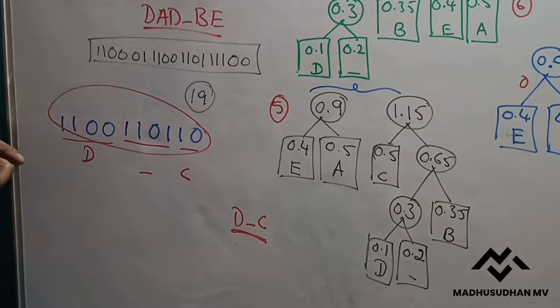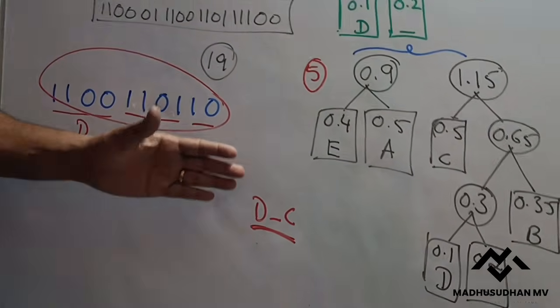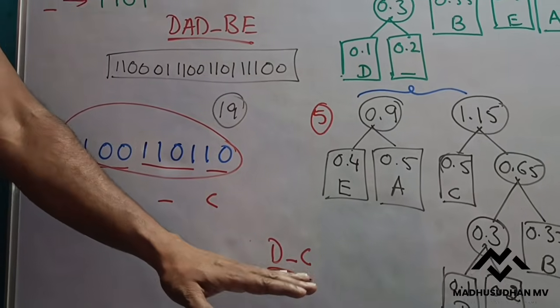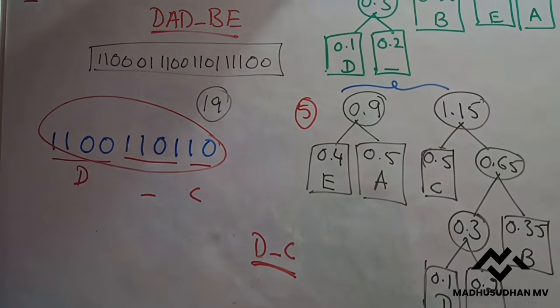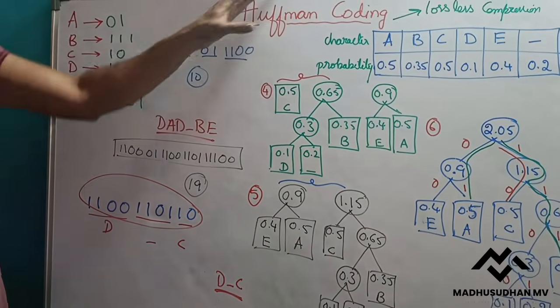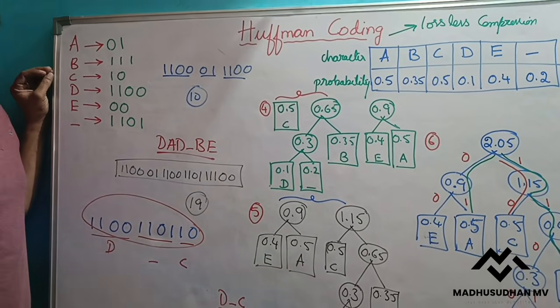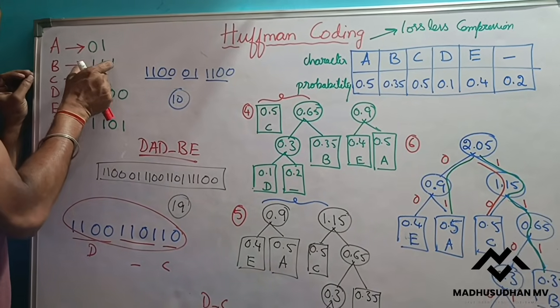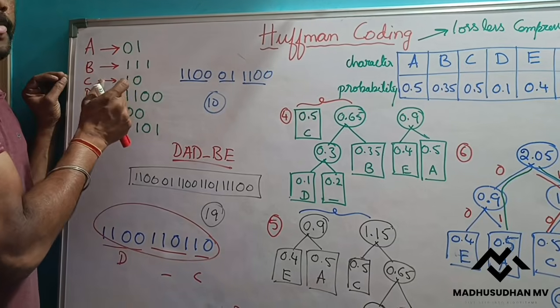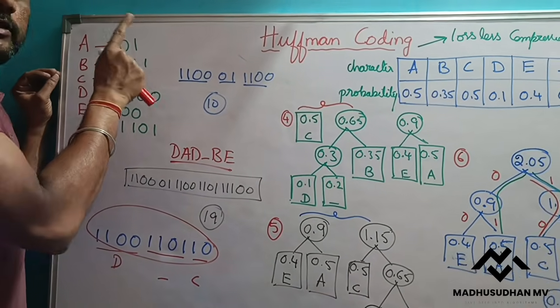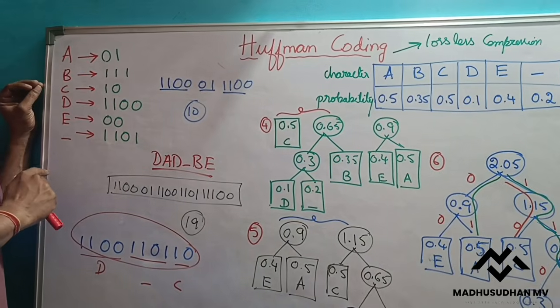This is decoded. That means without losing any of the information, we are able to retain the same data. That is the beauty of Huffman coding. Another useful property of Huffman coding is that whatever code it assigns, we call it a prefix code. The code assigned to one character will never be the prefix of another character.